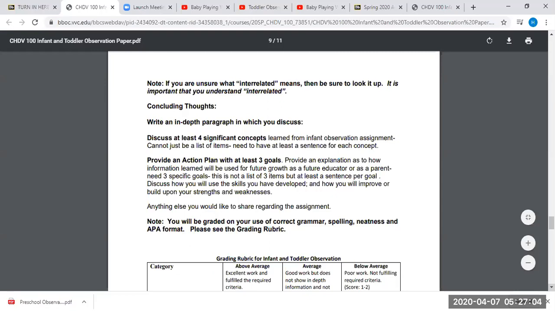You also need to provide an action plan. So the action plan is 3 goals that you would want to make for yourself as a future educator or as a parent. I'll go with you on either. They do need to be specific, so you're not going to make a list of 3 items. You're going to give me a sentence per goal explaining your goal. So what you want to develop, how can you improve things? Everybody can improve things, so don't worry.